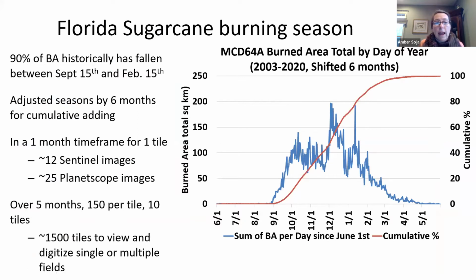So if we look at between September 15th and February 15th, 90% of the burned area has historically fallen within this time frame.